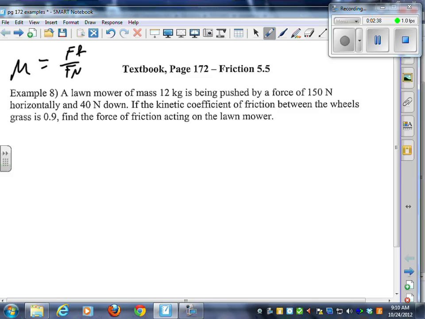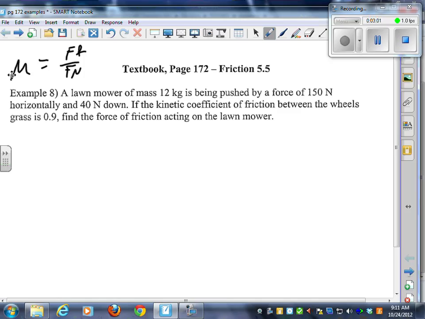So let's just skip right to the example there, example number 8. Calculating the force of friction for a lawnmower being pushed. A lawnmower of mass 12 kilograms is being pushed by a force of 150 newtons horizontally and 40 newtons down. If the kinetic coefficient of friction between wheels and grass is 0.9, which is pretty high, find the force of friction acting on the lawnmower. So they are trying to find the Ff.